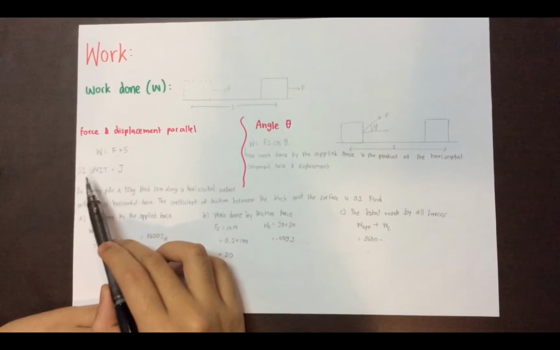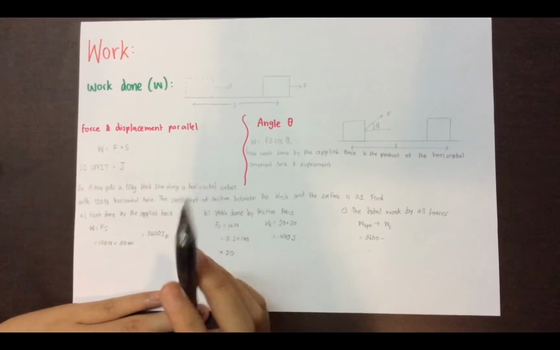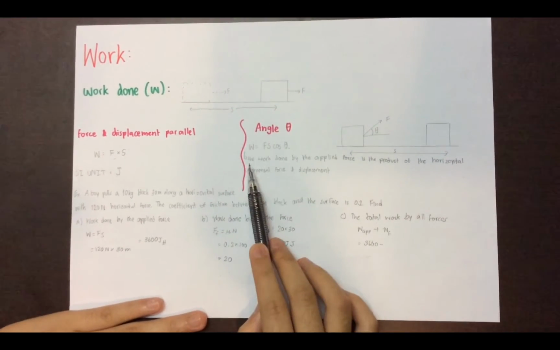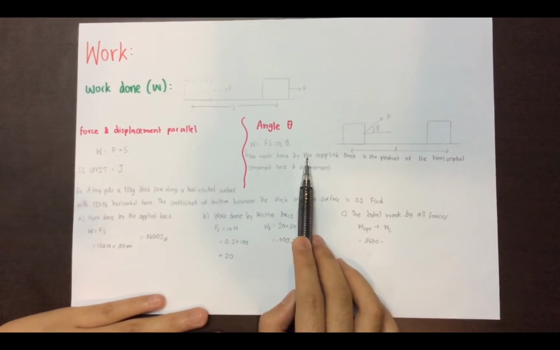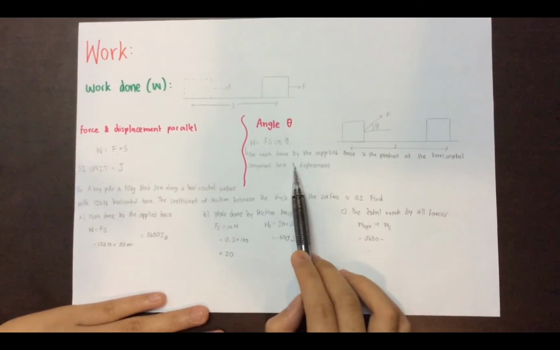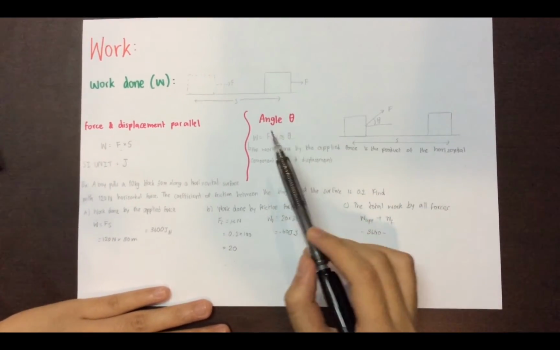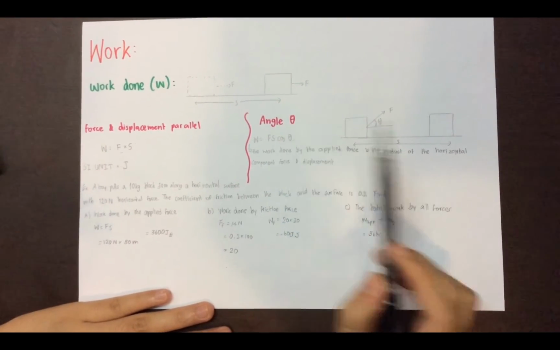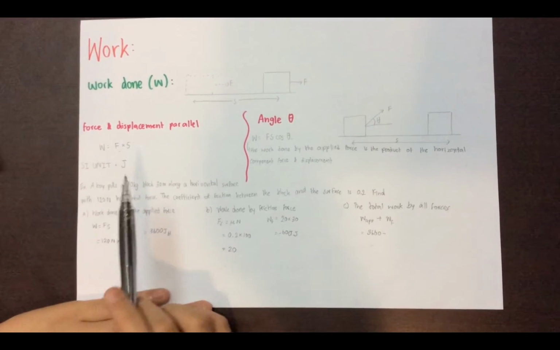Work is a scalar quantity, so its SI unit is the joule. But when the work done by the applied force is the product of the horizontal component of the force and the displacement, work equals Fs cos theta. So we will see an example.